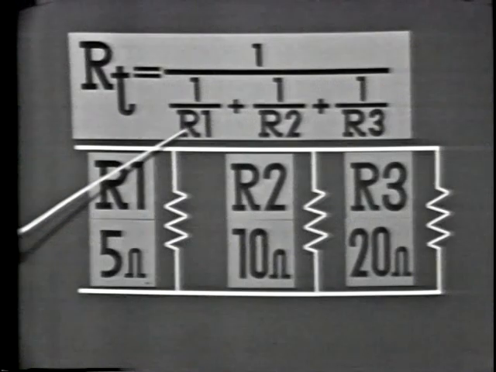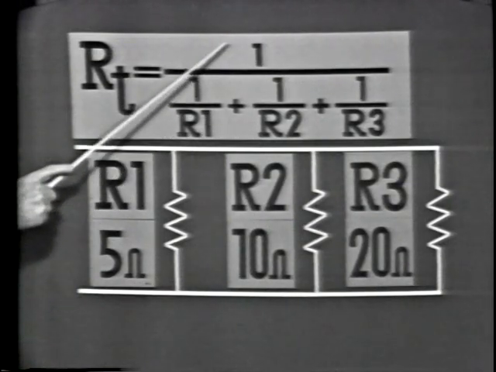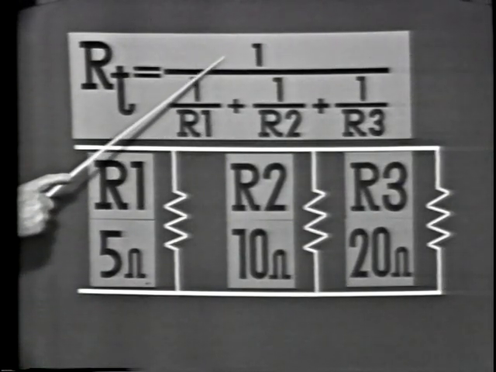After you've reduced each fraction to a decimal, you must remember to add the decimals. Then divide it into 1 to find the total resistance.